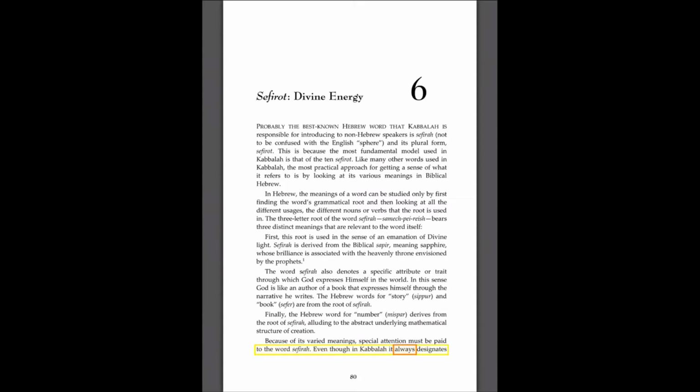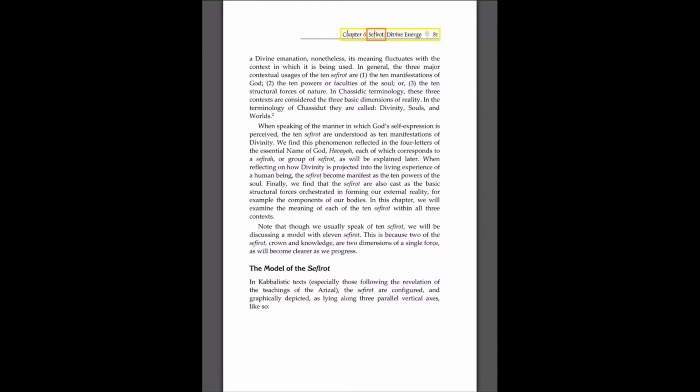Even though in Kabbalah it always designates a divine emanation, nonetheless, its meaning fluctuates with the context in which it is being used. In general, the three major contextual usages of the ten Sephirot are: one, the ten manifestations of God; two, the ten powers or faculties of the soul; or three, the ten structural forces of nature.